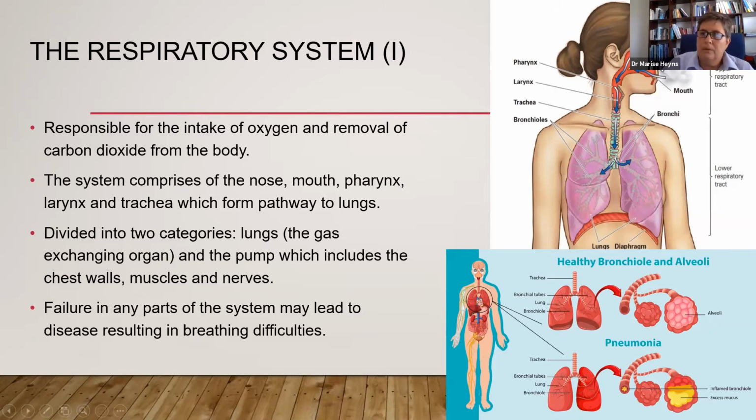So the upper respiratory tract, which is the nose, mouth, pharynx, larynx, and trachea, is the path to get to the lungs. In the lower respiratory tract, you've got your lungs, but you also have all these other pumps that help the lungs to inflate and deflate. The lungs are where the gas exchange takes place, but the pump is your chest wall, your muscles and nerves that allow the pump to work. So any failure in any of these parts can lead to difficulty breathing.